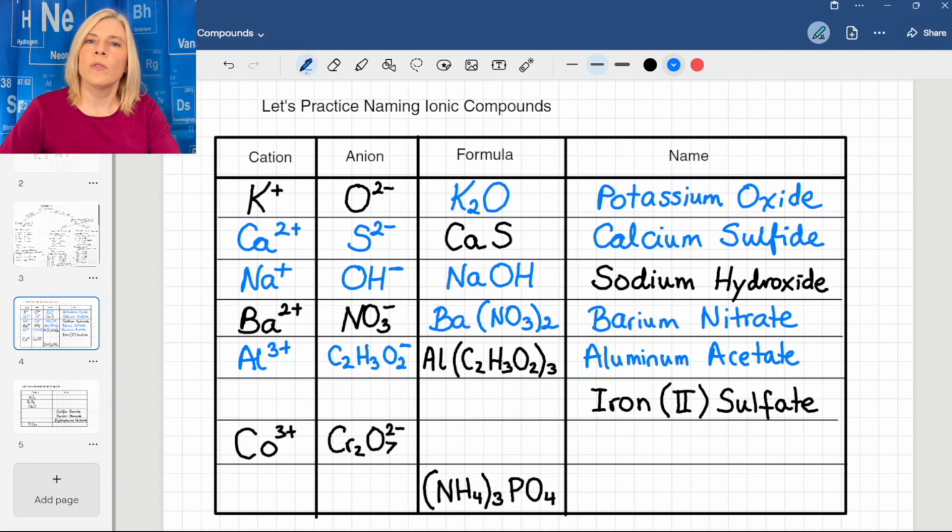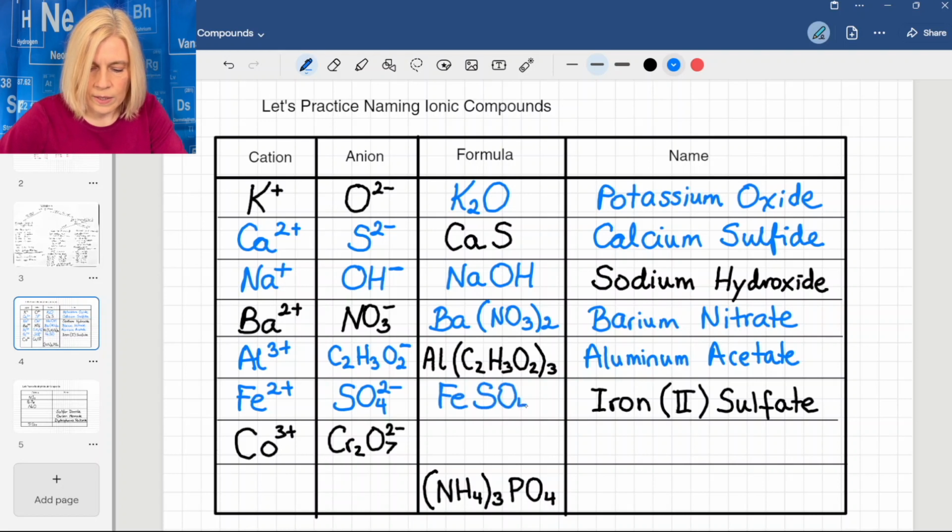Oh, I have a Roman numeral as my next example. What's going on here? Remember, Roman numeral is the charge. It tells me the charge of my cation. So it says iron 2. Oh, that means iron will be my 2 plus charge. And now I have sulfate. Oh, this is the one with more oxygens. The formula for sulfate is SO4 2 minus. So now it's going to be a 1-to-1 ratio. So we have iron, and then we have sulfate. So here is iron(II) sulfate.